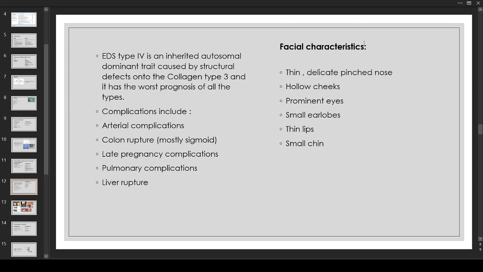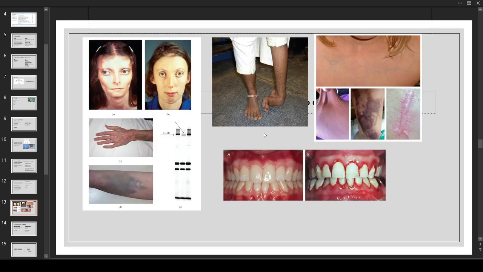Now, for the facial characteristics: a thin, delicate, pinched nose, hollow cheeks, prominent eyes, small earlobes, thin lips, or a small chin. It's going to be better with an example. Here, thin nose, prominent eyes, hollow cheeks, thin lips. And here I did mention that there is a clubbed foot, and it is only corrected by surgical procedures, unfortunately.